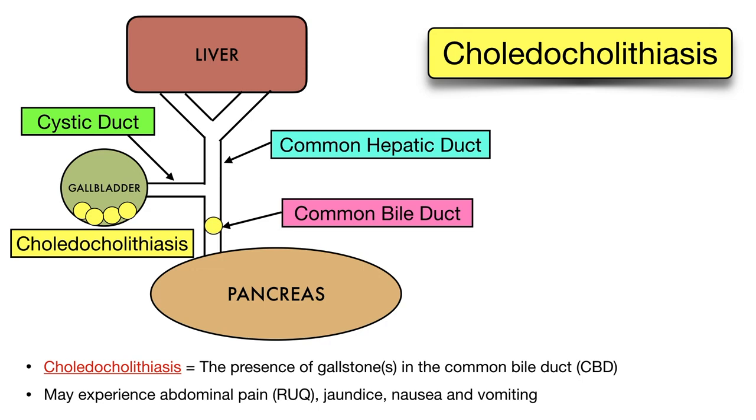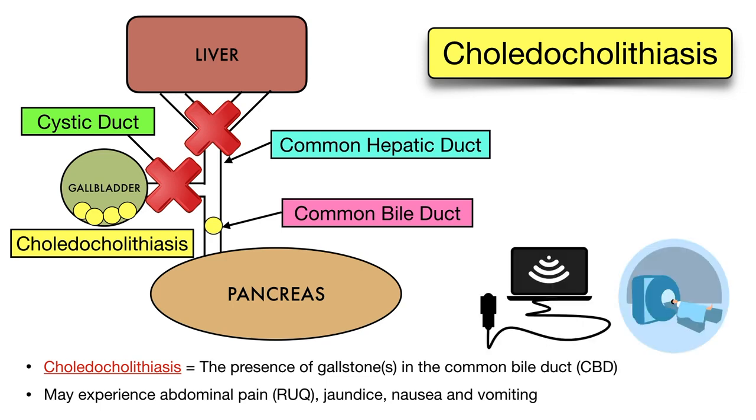Why do we see jaundice or yellowing of the skin with choledocholithiasis, but not the other diseases we talked about so far? Well, look at where the stone is. The gallstone is in the common bile duct, and it's not only potentially obstructing the outflow of the gallbladder, but it's also affecting the outflow of the liver, which can lead to jaundice.